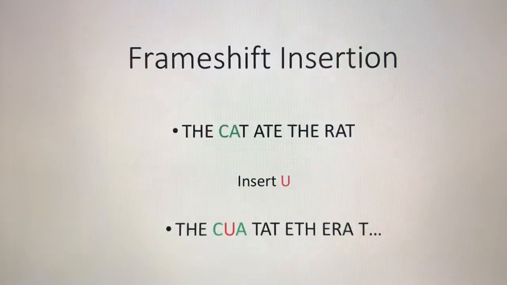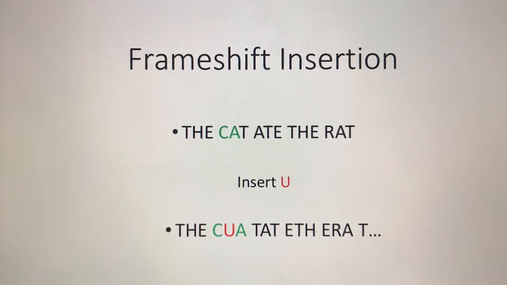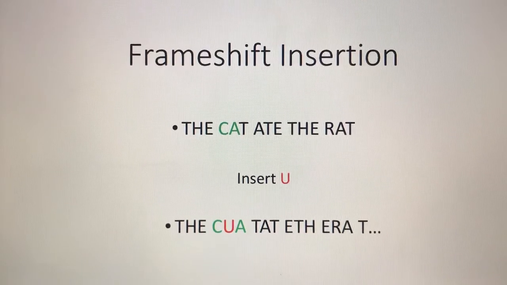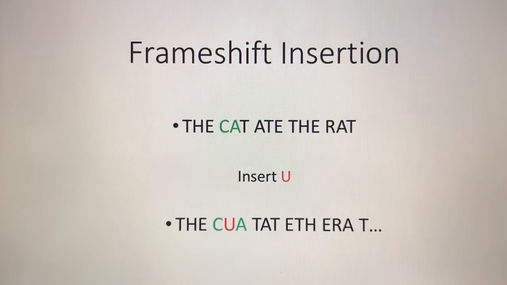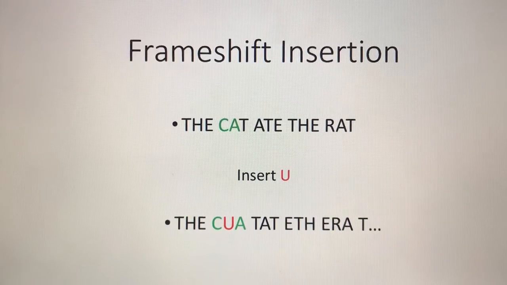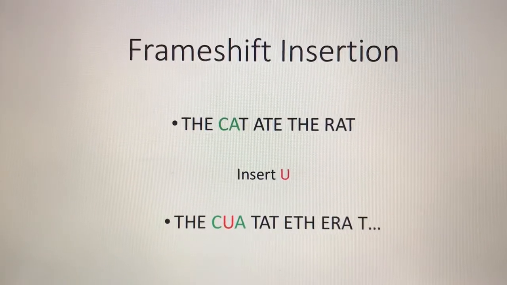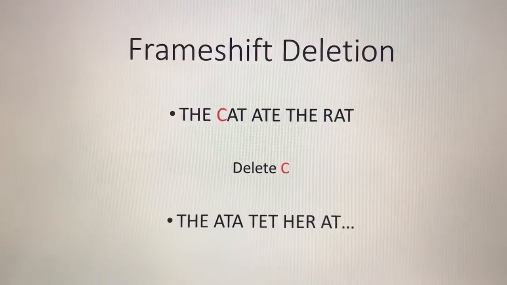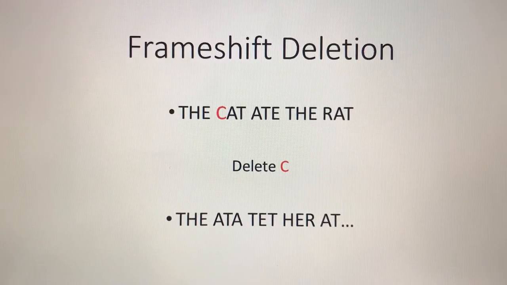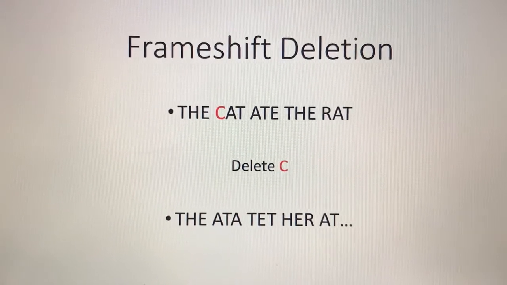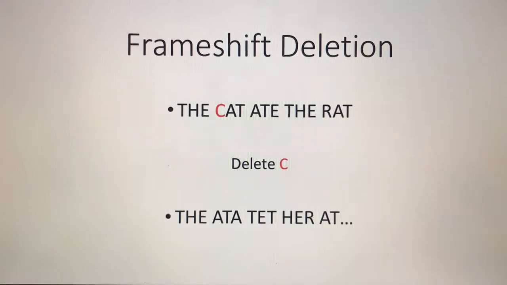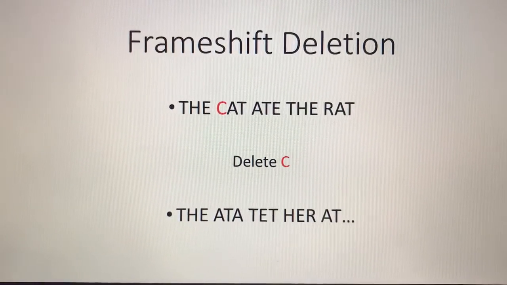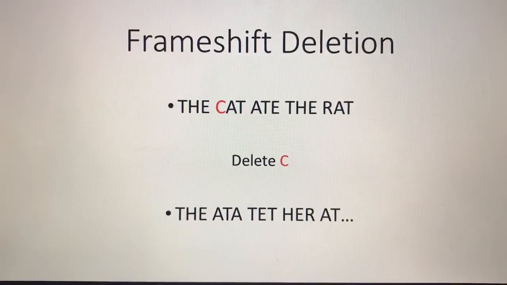A way to think about frameshift insertion is to look at the sentence below. The cat ate the rat. If you insert a U between the green C and A, the sentence now reads, the qua tat eth erat, and it no longer makes sense. Or we can do a frameshift deletion, which will use the same sentence. The cat ate the rat. If you delete the red C, the sentence now reads, the atta tet her at, which still doesn't make sense. This is because everything had to shift in order to accommodate the 3-letter reading frame.